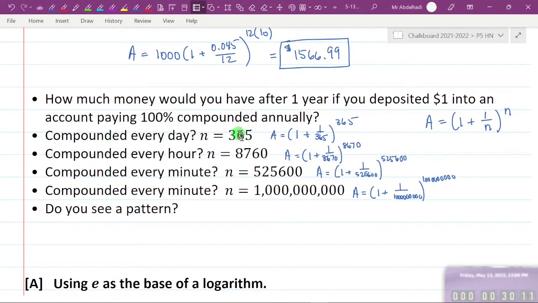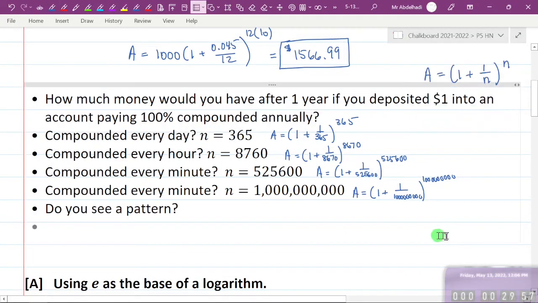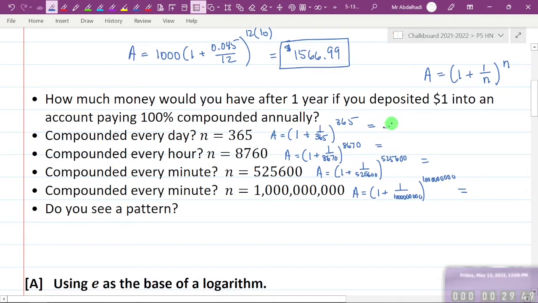So plugging in all these numbers, 365, 8,760, 525,600 minutes, and 1 billion, into the formula looks like this. Let's see what we get. Did anybody get a value for 365? We're going to take this to 3 decimal places. 2.714. What was it for 8,760? 2.718. What was it for 525,600, the number of minutes in a year? 2.718, no change at all?